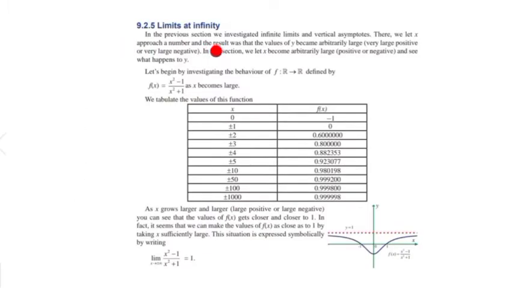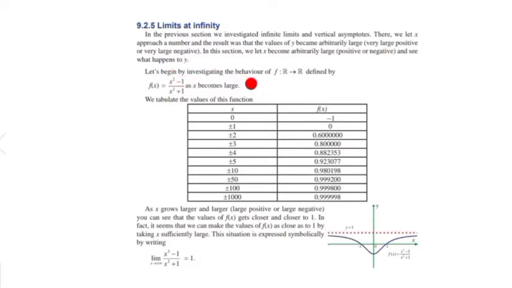Next, we are going to see limits at infinity. In the previous section, we investigated infinite limits and vertical asymptotes. There, we let x approach a number and the result was that values of y become arbitrarily large, very large positive or very large negative. In this section, we let x become arbitrarily large, positive or negative, and see what happens to y.